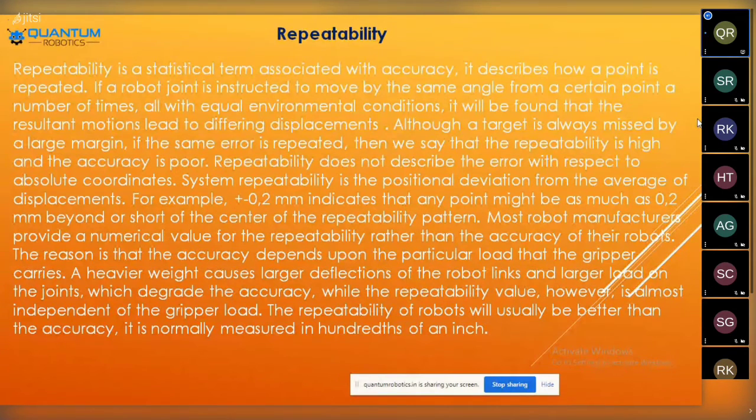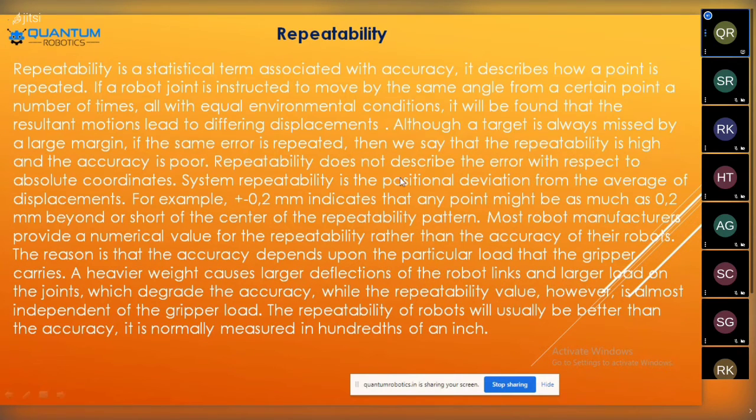If the same error is repeated, then we say that the repeatability is high and the accuracy is poor. When the same execution error repeats, our output says that the repeatability is more and the accuracy is poor in that condition.